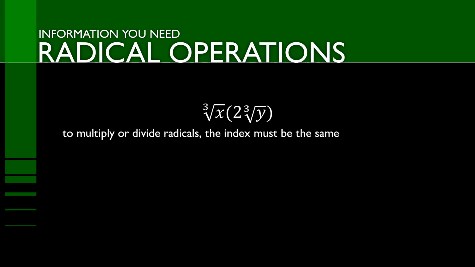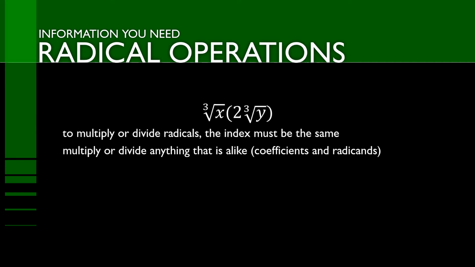Then, once you've determined that the indexes are the same, you're going to multiply or divide anything that's alike. So if you've got what amounts to a coefficient on the outside, you're going to multiply the coefficients together. Then whatever your radicands are, you're going to multiply those radicands together. And then you may need to simplify once you're done with that.